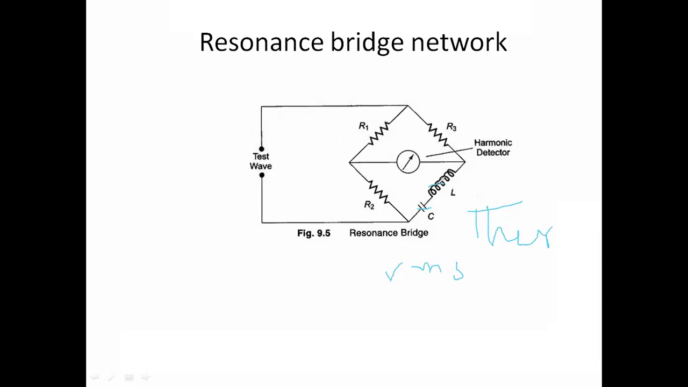Suppose we have to adjust the fundamental frequency continuously. Suppose we apply a test signal whose fundamental frequency is changing continuously. In such a situation, we have to adjust every time for the changing fundamental frequency, so this resonance bridge network is not suitable. In such a situation, we have to go to the Wien's bridge method.